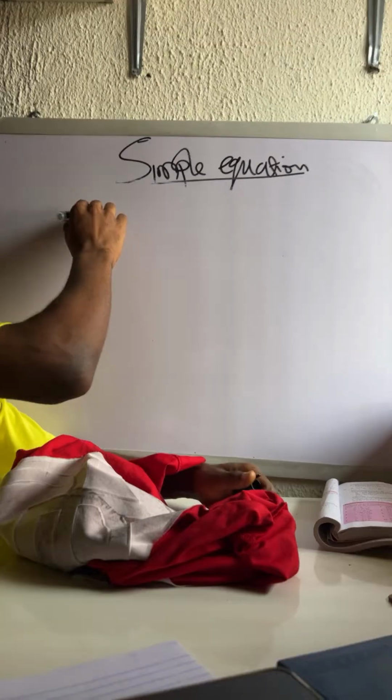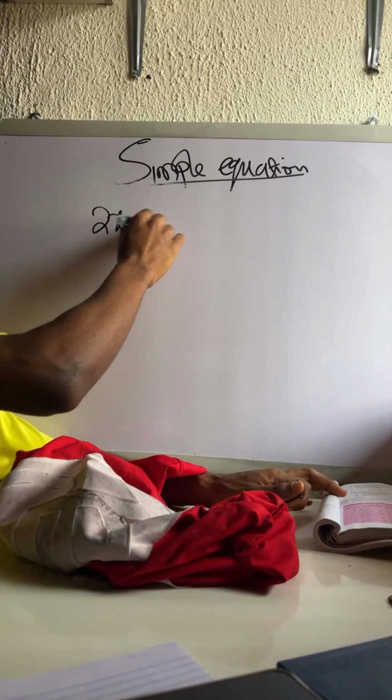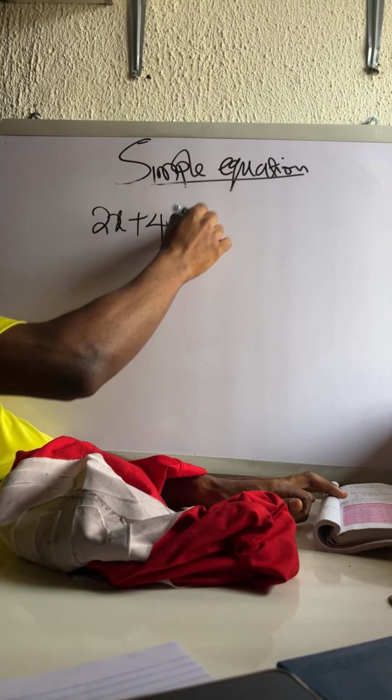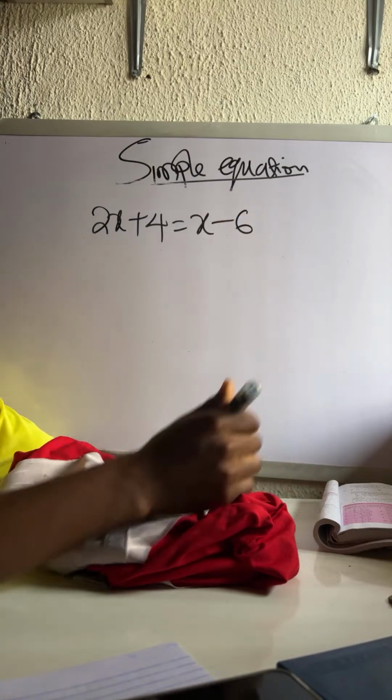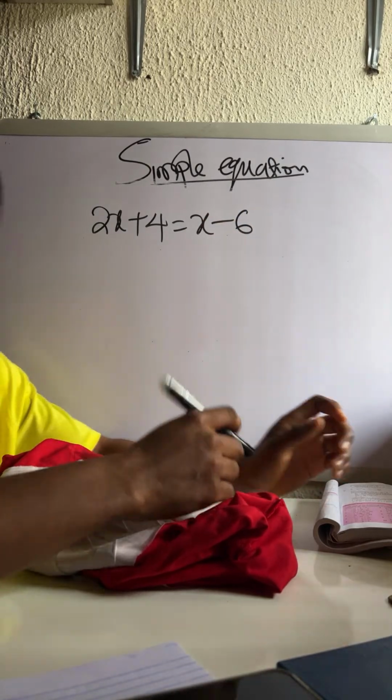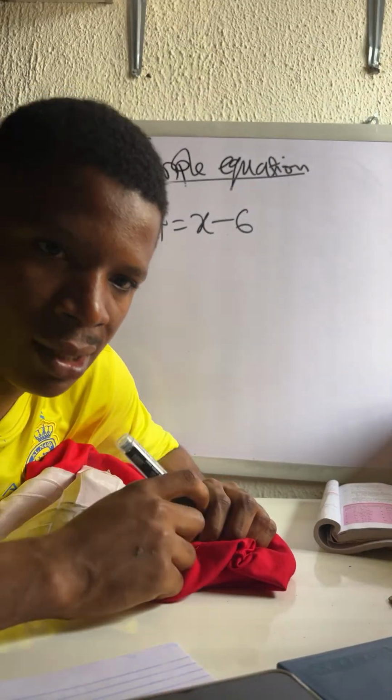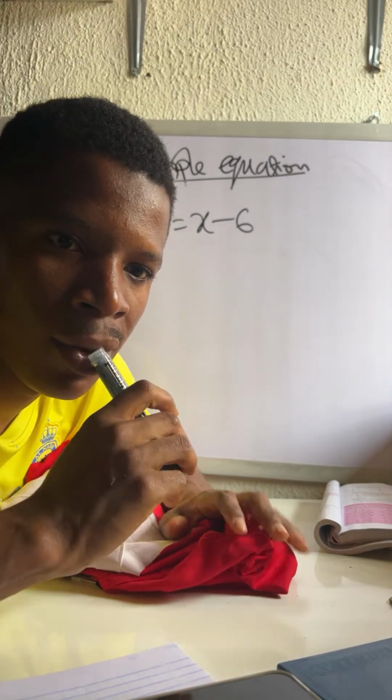Let's look at this one. We have 2x plus 4 is equal to x minus 6, okay? 2x plus 4 is equal to x minus 6. What do we have to do here when we are trying to solve?